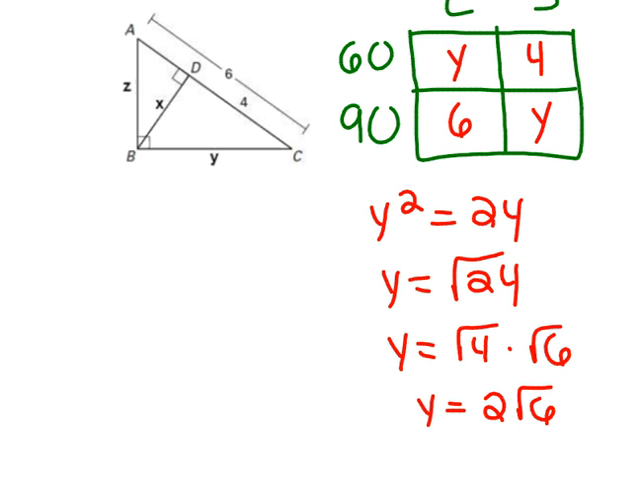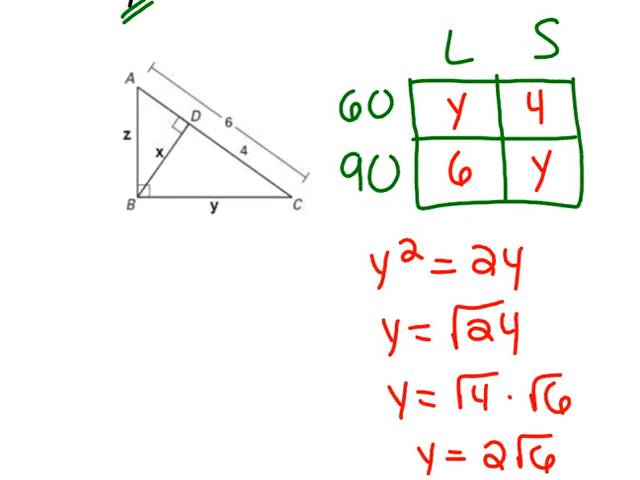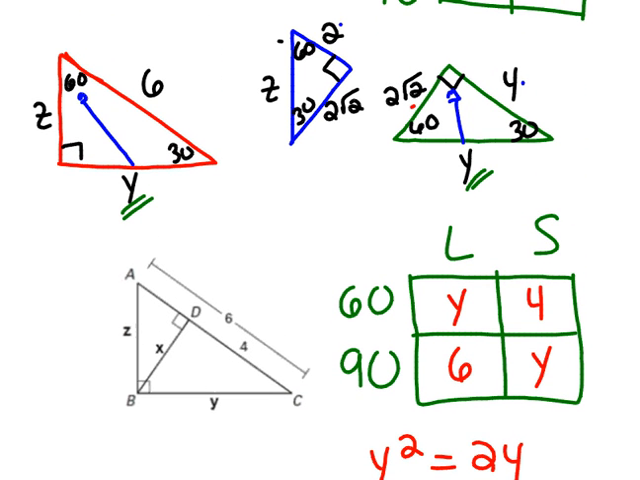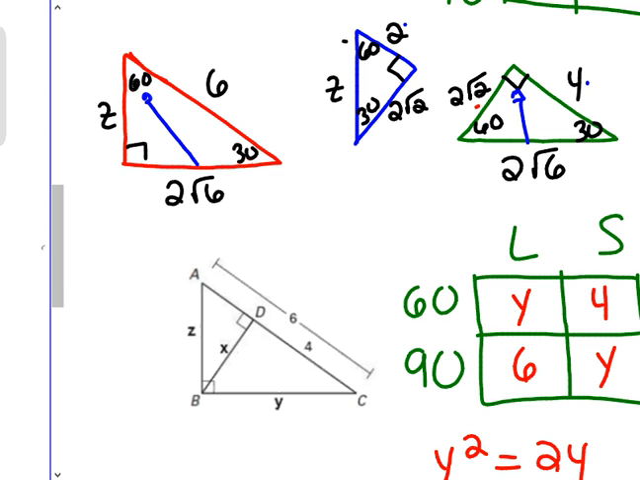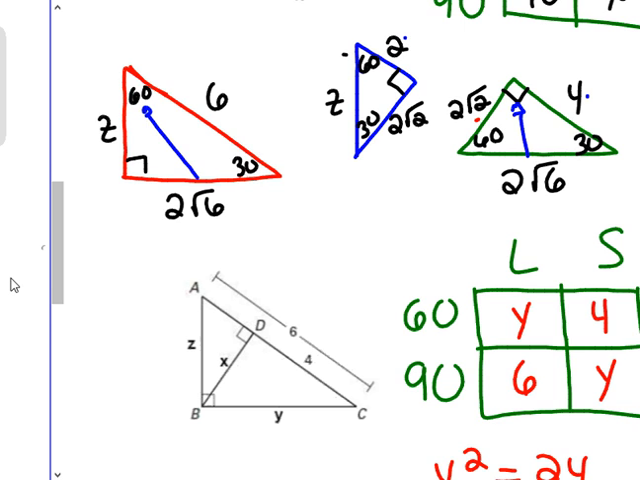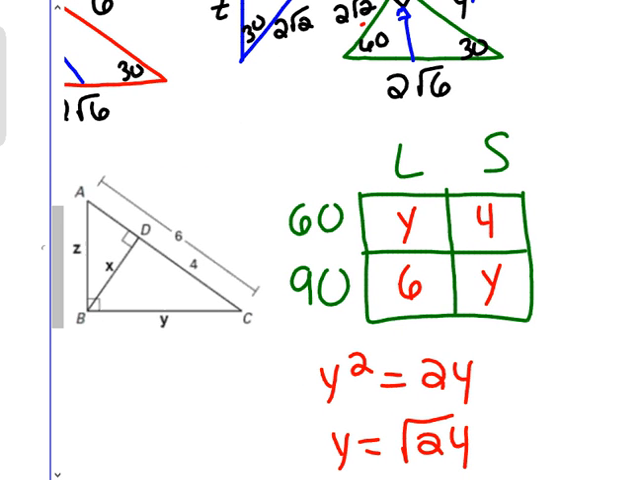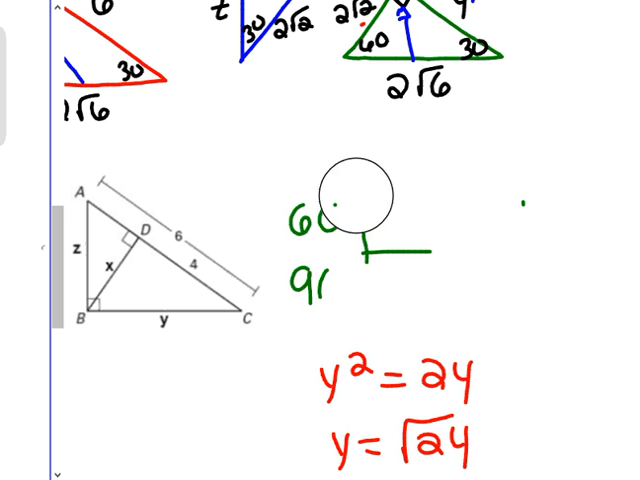And then let's put that back into our problem. So 2 square root of 6 everywhere y is. 2 square root of 6. 2 square root of 6. All right, the last variable. I don't know what I did. Let's see, I'll erase.